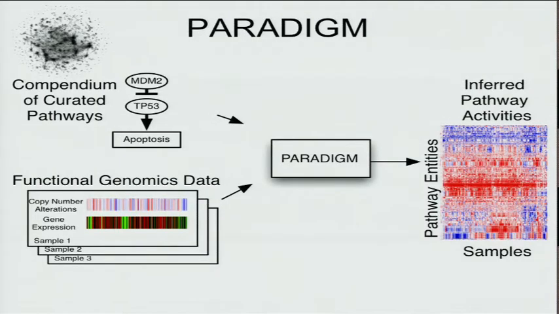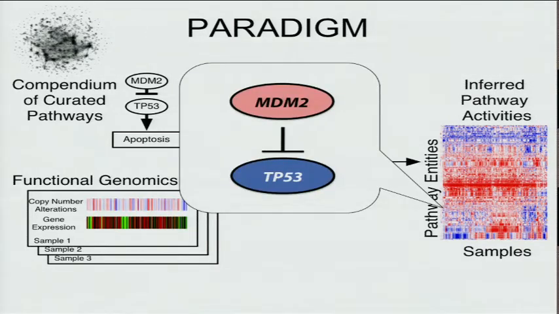As a quick introduction to Paradigm, what Paradigm does is it takes in functional genomics data such as copy number and expression, as well as sets of pathways in order to infer gene-level activities. And as a quick example, if we were to infer higher activity of, say, MDM2 with expression data and a copy number, we would therefore predict less activity for P53.